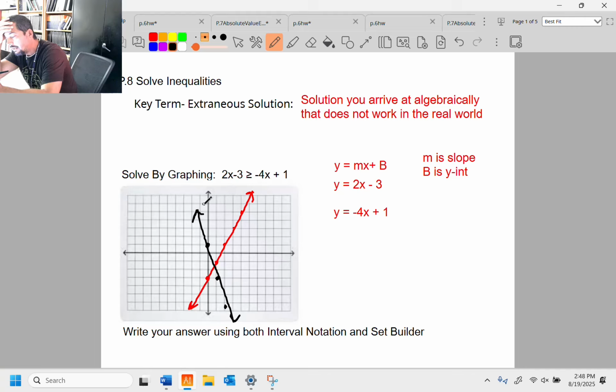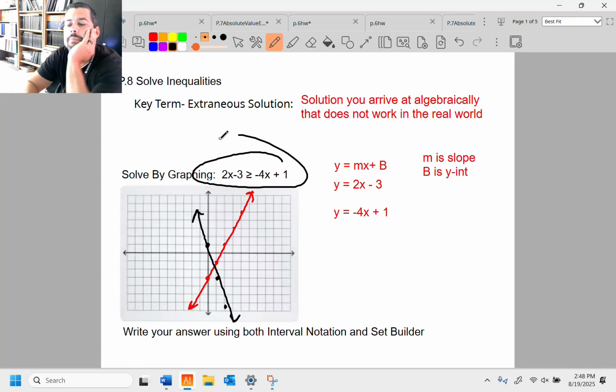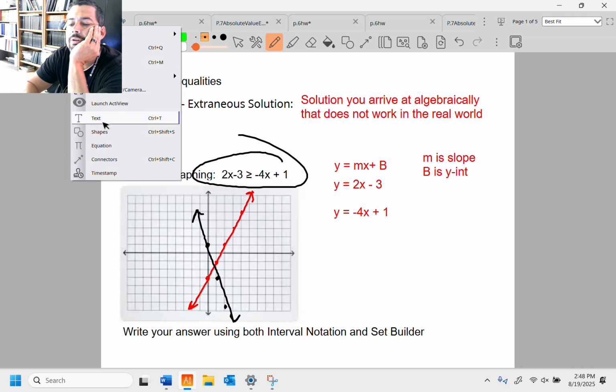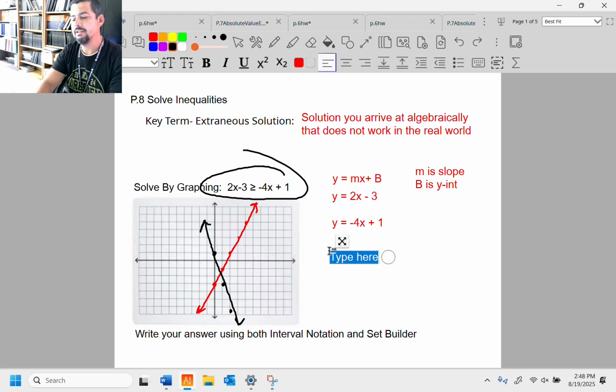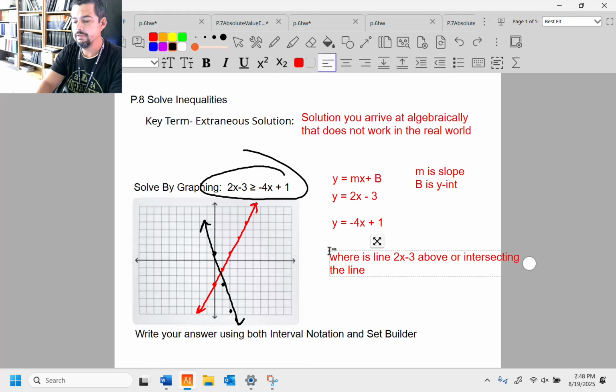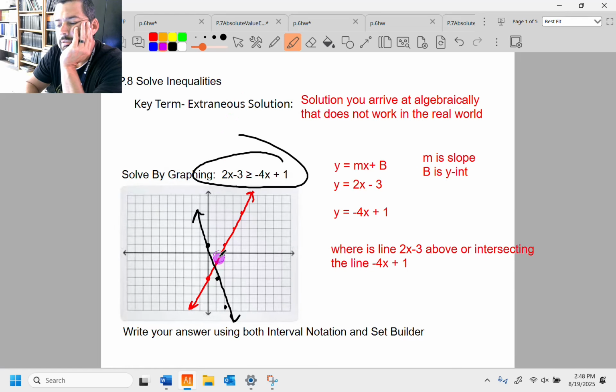Okay, now, I need to understand the context of what this is asking. That's a big deal for a lot of kids. That is a greater than or equal to symbol. So it is asking, where is the line 2x minus 3 above or intersecting, because we have equality, the line negative 4x plus 1? Where is it above or intersecting? And this is a hard thing for kids to realize, I've noticed over the years. It's happening from here to here. That is where 2x minus 3 is above or intersecting.